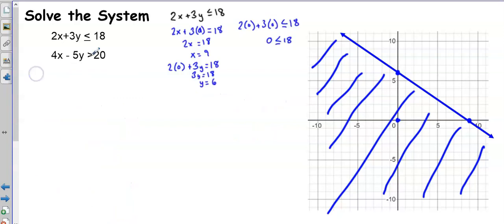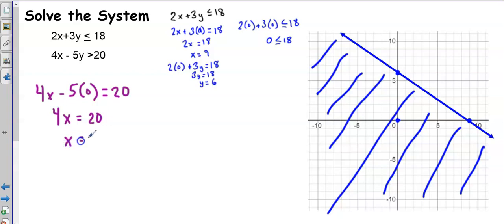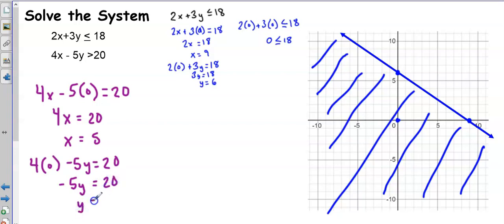Let's do the other. So I'll start with finding the x and y intercepts. So 4x minus 5y, I'll find the x-intercept. So I'll make y equal 0. And I'm going to put an equals 20 because I want to find when y equals 0 what x is. So it gives me 4x equals 20. So when I divide by 4 on both sides, I get that x equals 5. Then I'll substitute 0 in for x and solve for y. When I divide by negative 5 on both sides, I get that y is equal to negative 4. So my x-intercept is at 5, and my y-intercept is at negative 4.